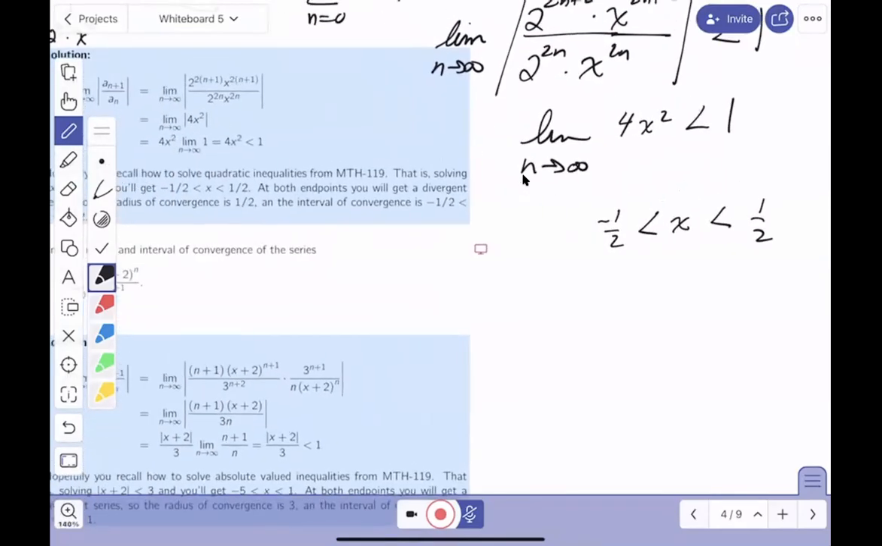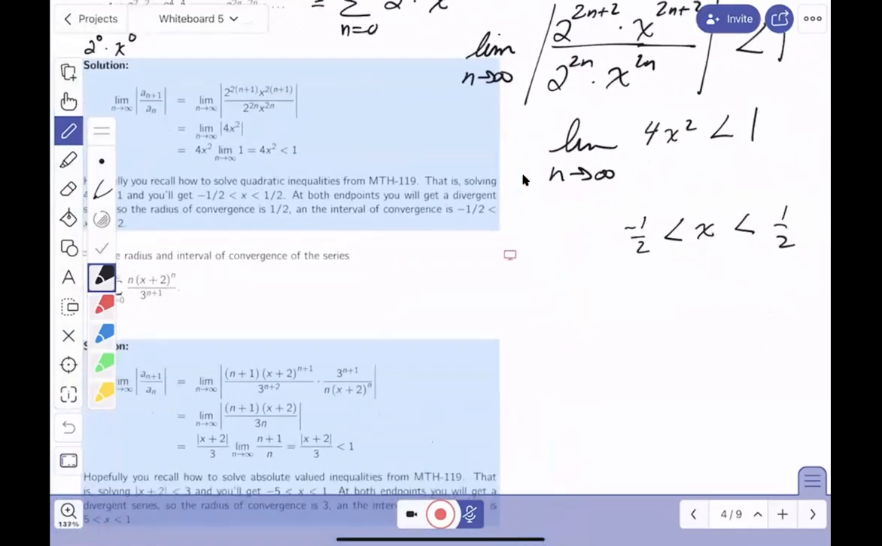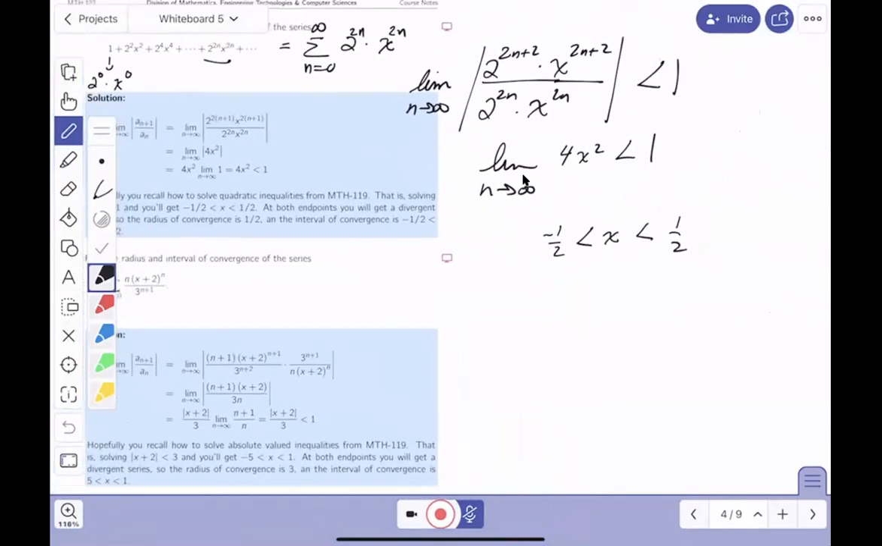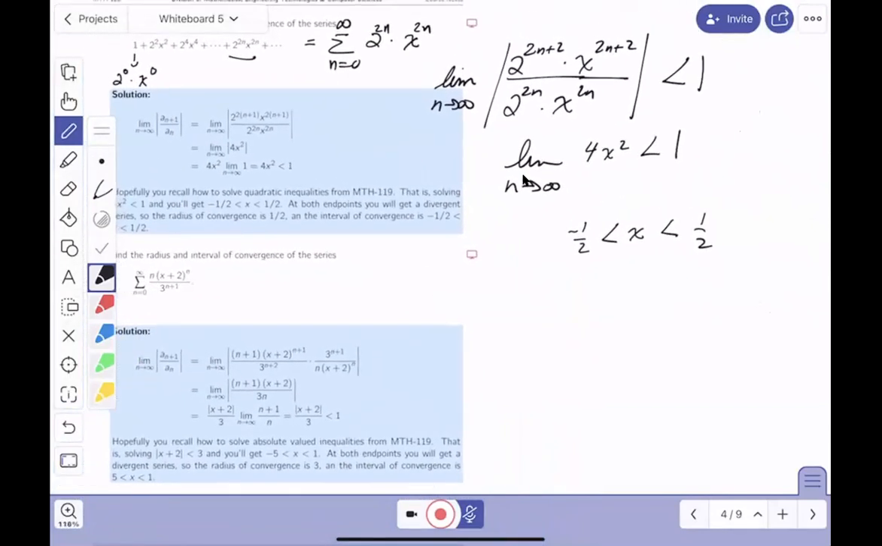So let's see what the question was. The question was the radius and interval. If it's the interval, I've got to plug in the endpoints. Someone says, why do you need to plug it in? Because we need to verify something. So the sum from n equals 0 to infinity, and if you plug in minus 1/2 for the x, you'd get 2 to the 2n times x.